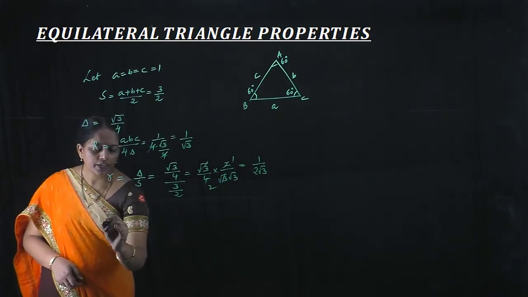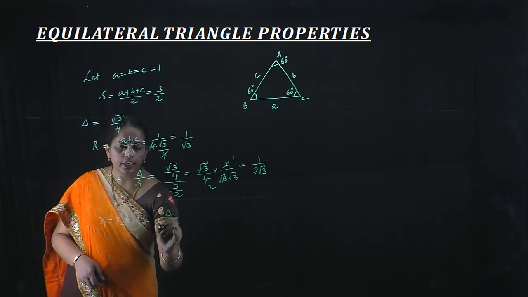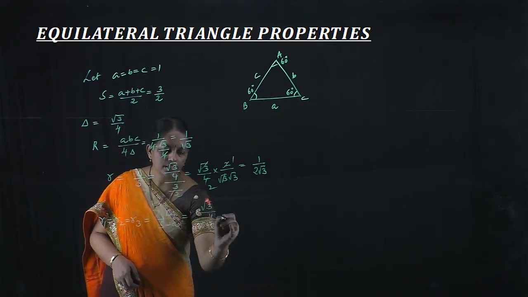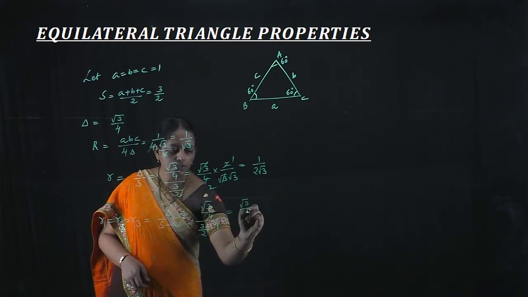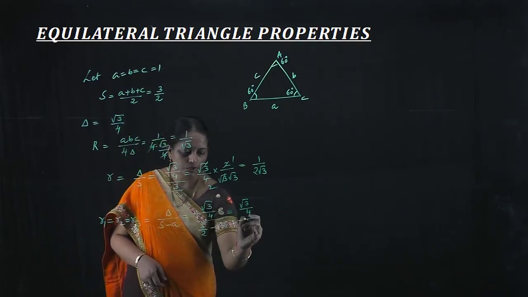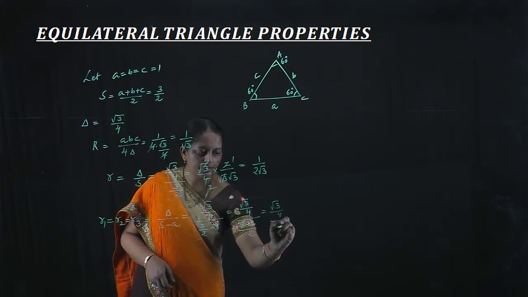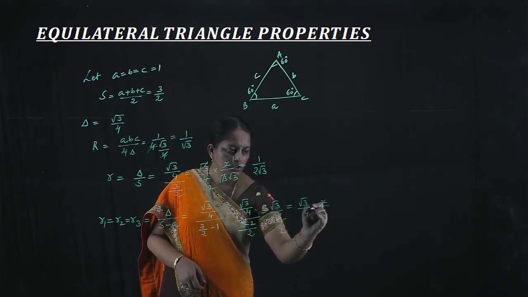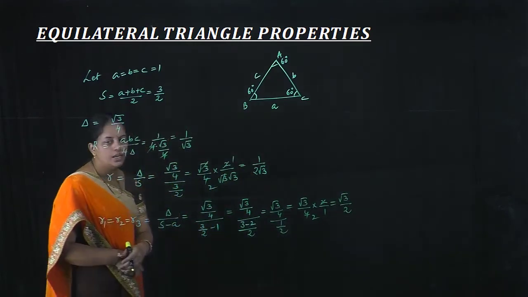In an equilateral triangle, R1 equal to R2 equal to R3. That is equal to delta by (s minus a). Delta means root 3 by 4, s means 3 by 2, minus a means 1. This is equal to root 3 by 4 over, here consider the LCM as 2, and we get (3 minus 2) by 2, that is equal to root 3 by 4 over 1 by 2. It can be written as root 3 by 4 into 2 by 1. So the 2s cancel. So R1 equal to R2 equal to R3 equal to root 3 by 2.